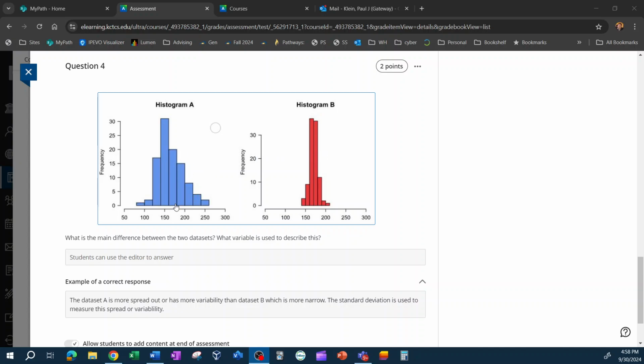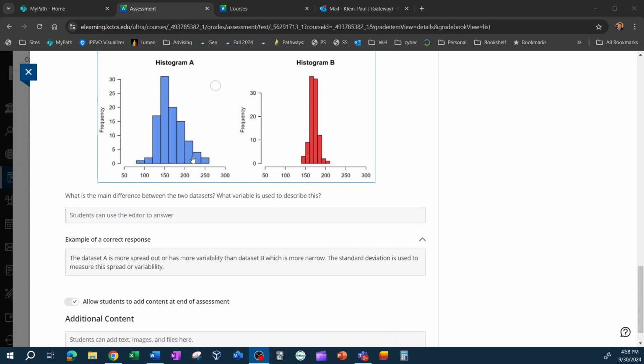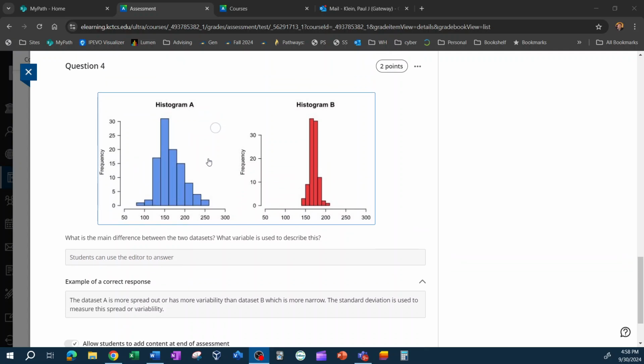They're more or less centered here on, I don't know, 155, 160. That's kind of the center of this data, and the same over here. But it's obvious that this one's more spread out. Okay, the blue one's more spread out. And what's the variable that we use to describe the spread of the data? Well, that's the standard deviation. How far is the data spread out from the mean, right?